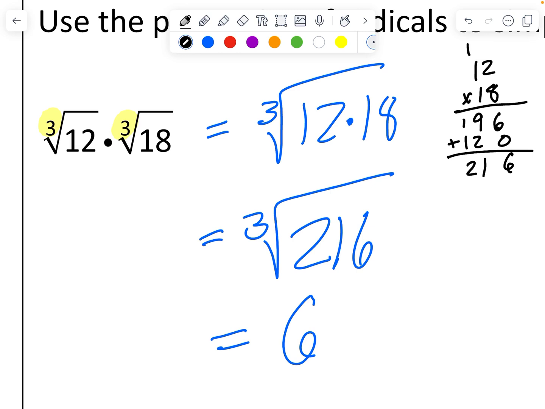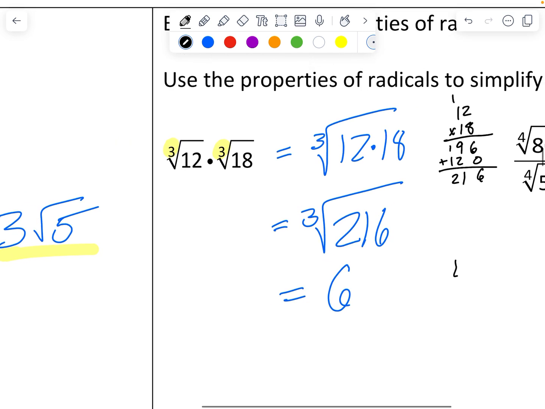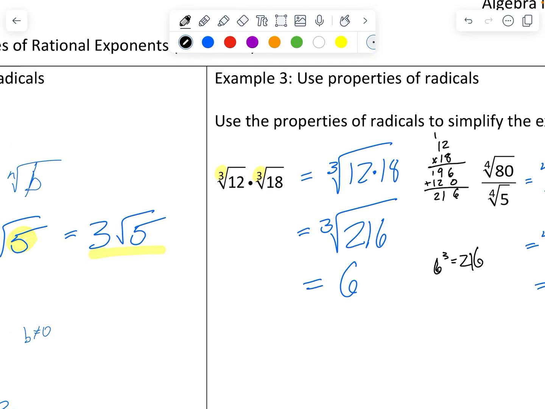216 is 6 to the third power. Try to remember that one. 6 to the third power is 216. So the cube root of 216 is 6.